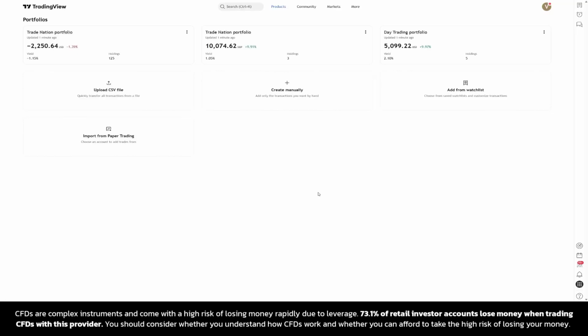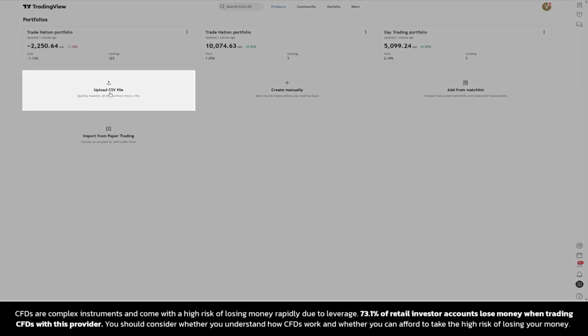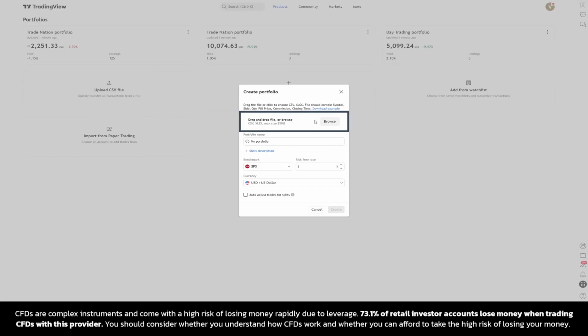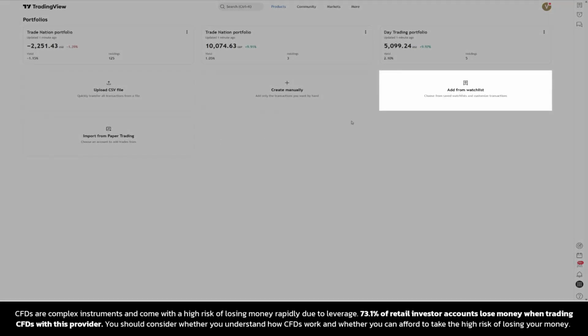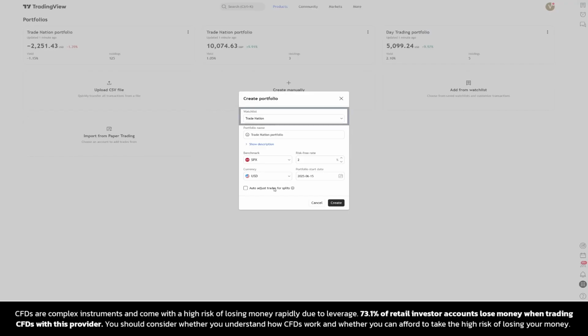Building the portfolio can also be done efficiently by importing existing data. Instead of entering every position manually, trade history can be uploaded using a CSV file. Another option is importing assets directly from an existing TradingView watchlist. This helps establish the portfolio quickly while ensuring that historical activity is captured accurately.